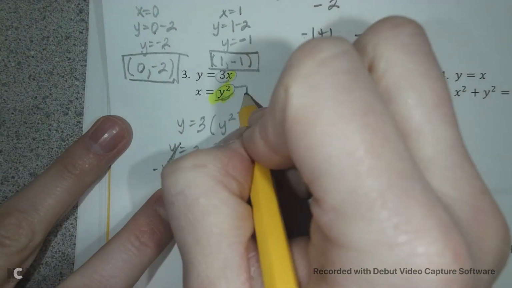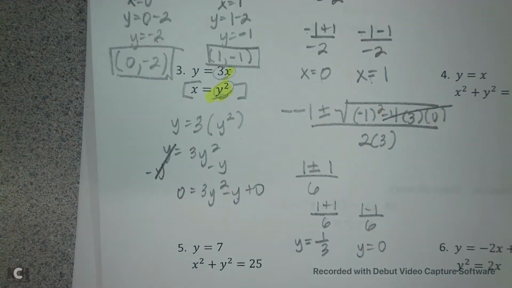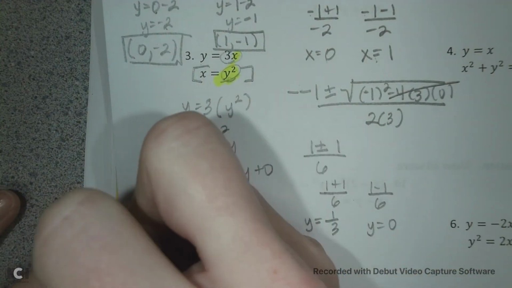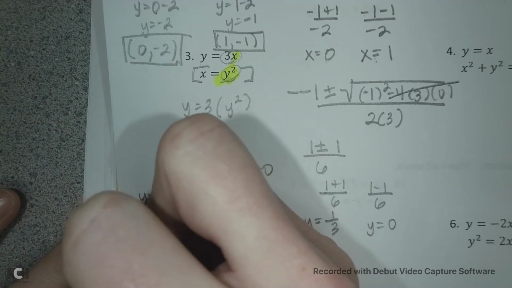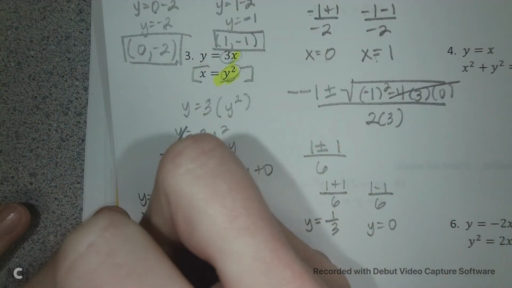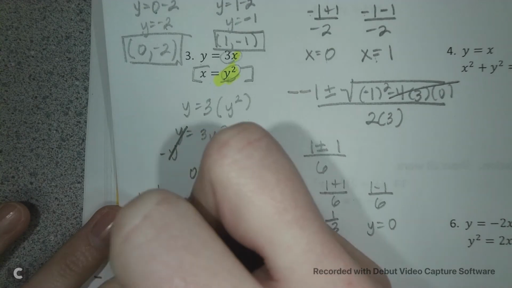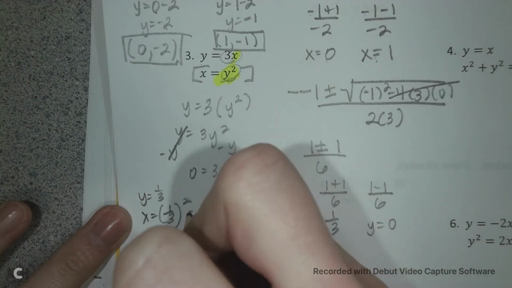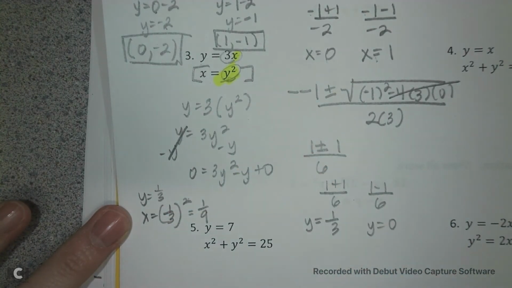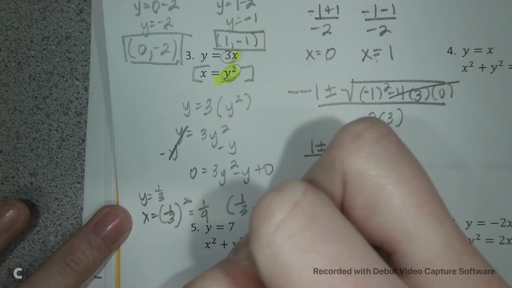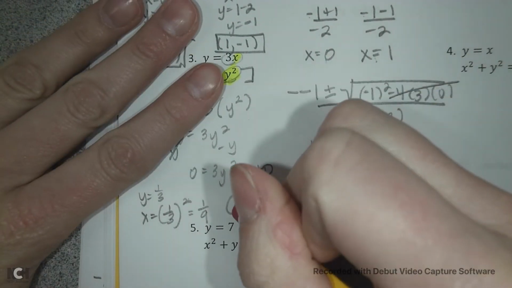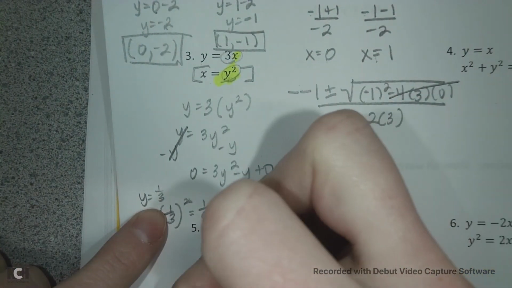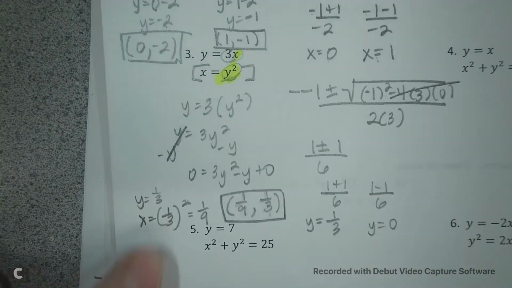So I'm going to use this equation because it's almost got the x by itself already. So if my y is 1/3, I'm going to plug that in. So then x equals 1/3 squared. Well, 1 squared is 1, and 3 squared is 9. So that would be 1/9, which would give me an answer of 1/3, 1/9. Oh, nope, just kidding, the other way. Because my 1/3 is my y value, my x value is 1/9. So that's my first answer.